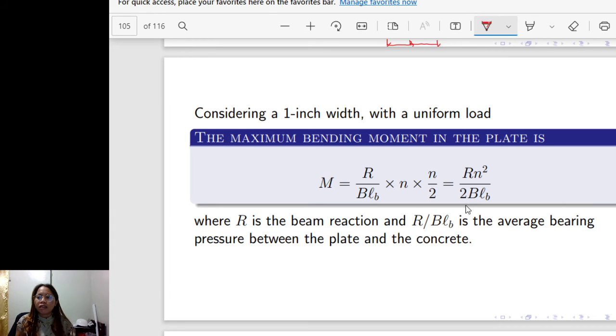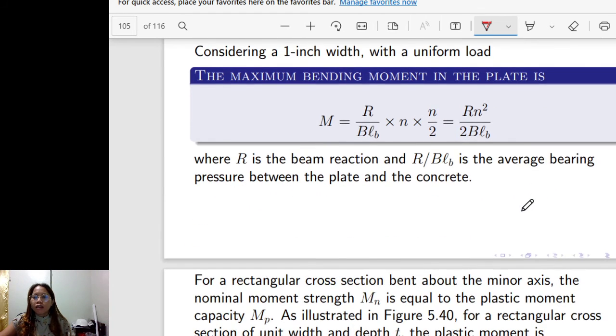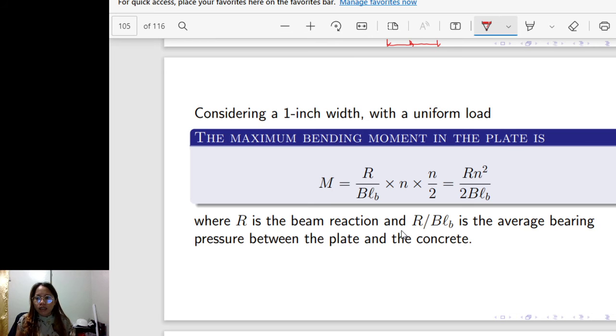the maximum bending moment in the plate is M equal to R over B L sub B times N over 2, or R n squared over 2B L sub B, where R is the beam reaction, and R over B L sub B is the average bearing pressure between the plate and the concrete.